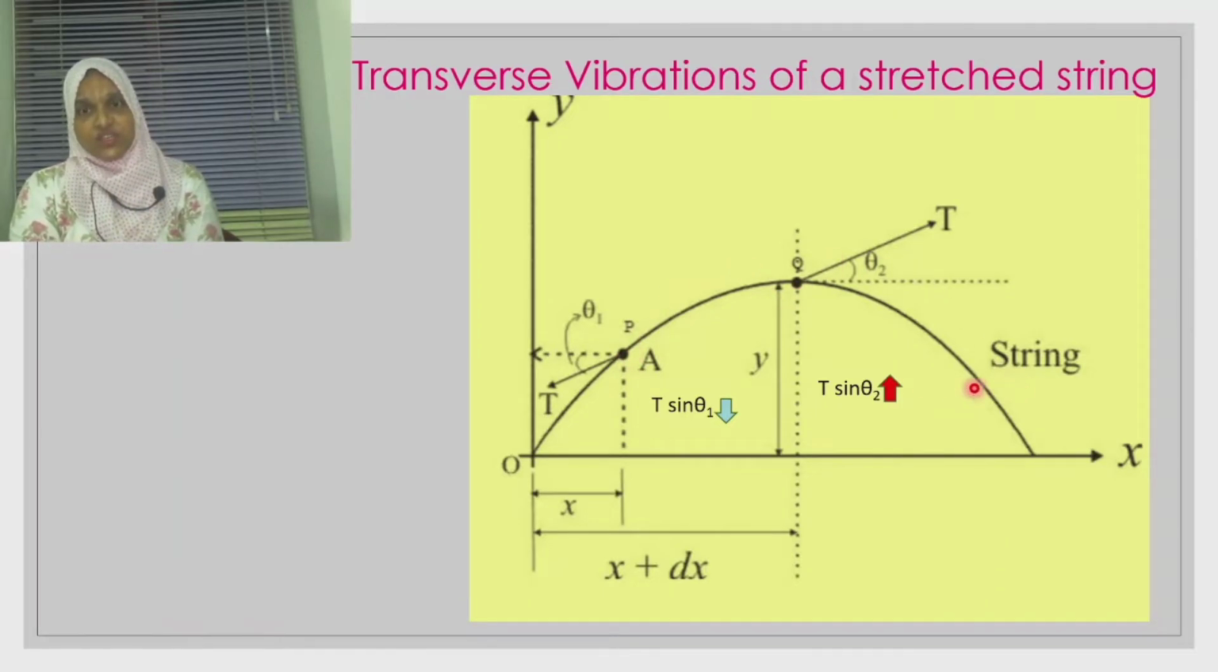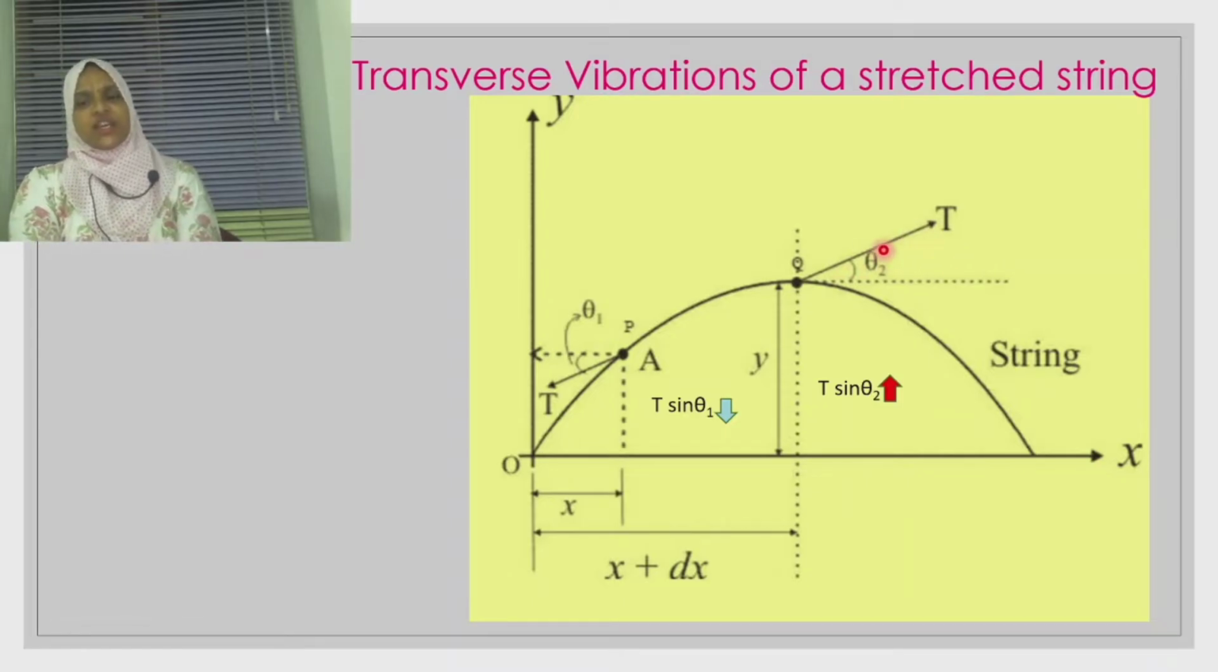Since the string is stretched, the tension will be uniform throughout the string. We can represent tension along the string with capital T. And if the string is tightly stretched, then two nearby points will be having their tensions directed oppositely. You can see in this figure that at this point tension is directed along this direction, and at this point the tension is directed along this direction T. Here theta 1 is the angle which the direction of tension makes with the horizontal, and at this point theta 2 is the angle which the tension makes with the horizontal.